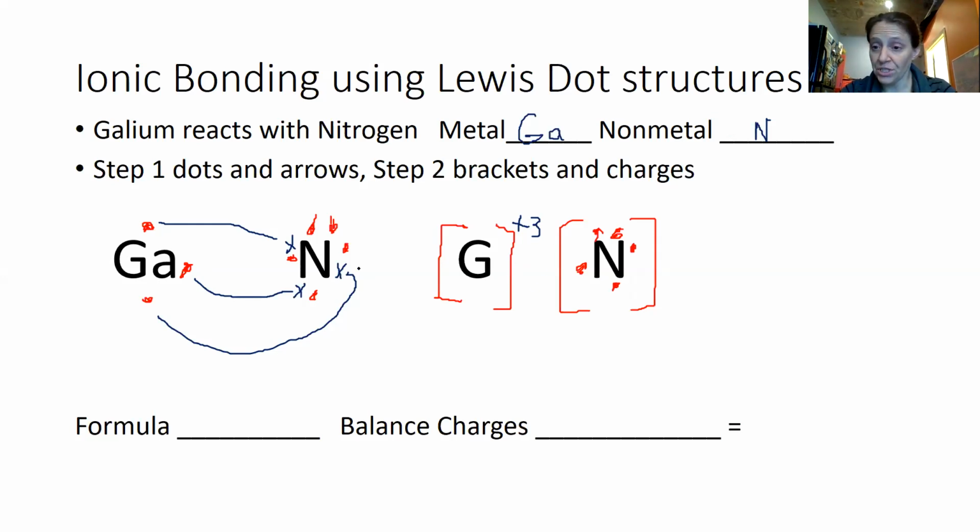All right, nitrogen is stable and happy. It has 8 valence electrons. It gained 3 electrons, so it gained 3 more negatives. So we're going to put a -3 here. All right. And okay, my formula, I have a 1-to-1 ratio.